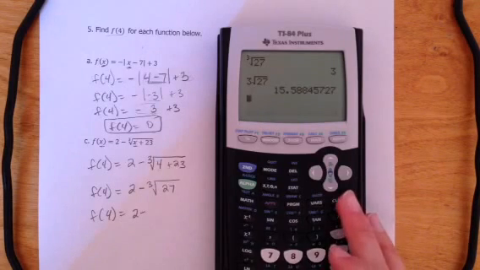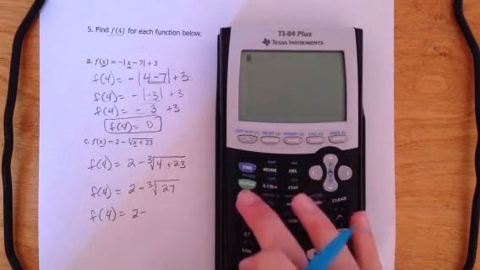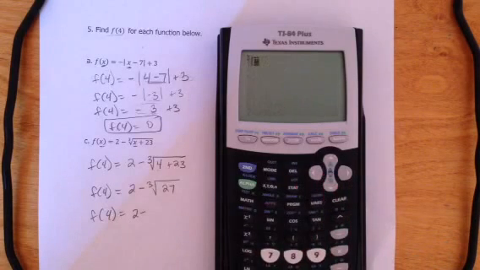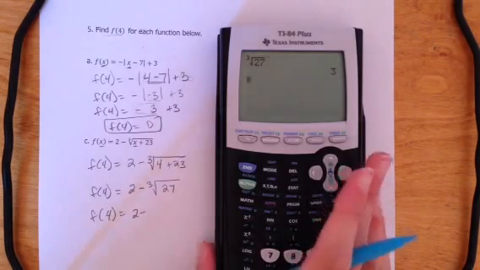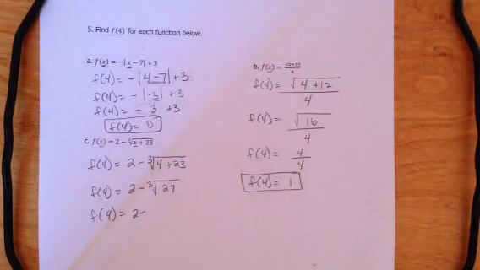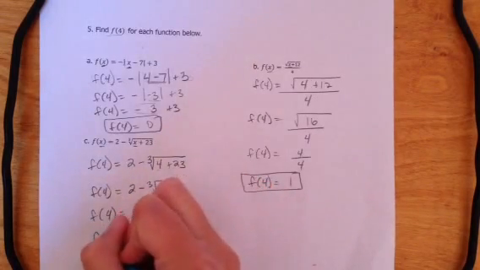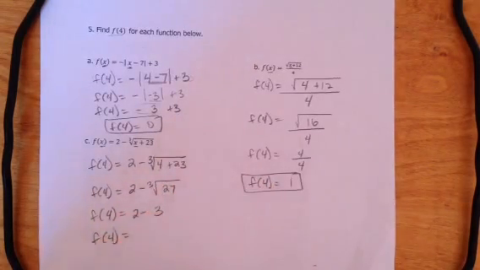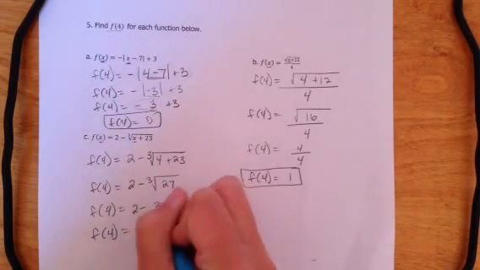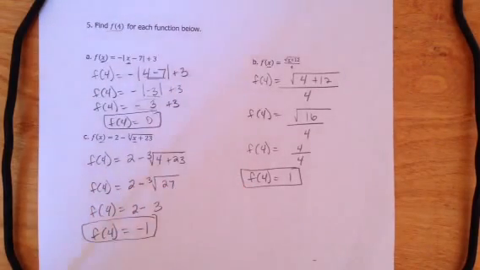So the cubed root of 27 means, so I go to math again, show you that, cubed root of 27 means I'm multiplying a number times itself 3 times. So 3 times 3 is 9, times 3 again is 27. So that's what I'm going to replace this part with. The cubed root of 27 is 3. So my final answer for C is when I plug in 4, I get out a negative 1. All right, so that's problem 5. If you have questions, make sure you ask your teacher.